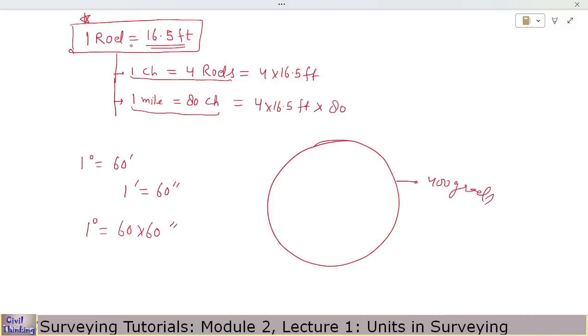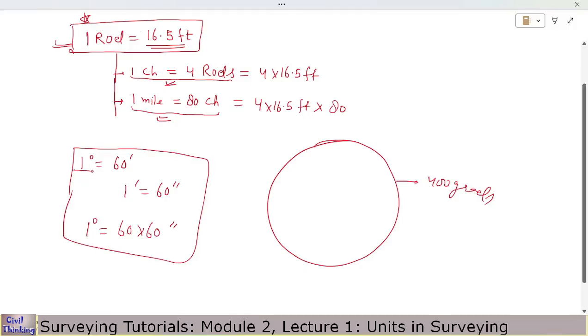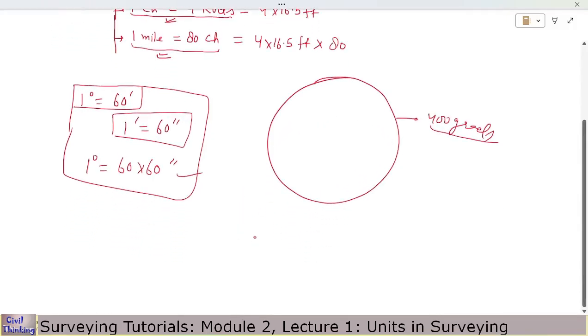One rod is 16.5 feet, you have to remember this. One chain is 4 rods. 1 mile is 80 chains. And 1 degree is 60 minutes, 1 minute is 60 seconds, so it automatically shows 1 degree to be 60 times 60 seconds. One full circle is 400 grades. In the SI system, for angles we use both degrees and radians, so they are both used.